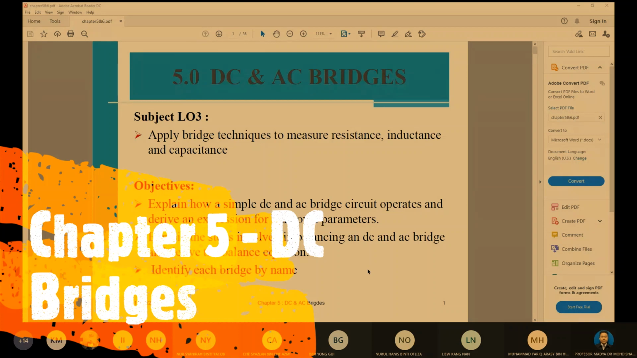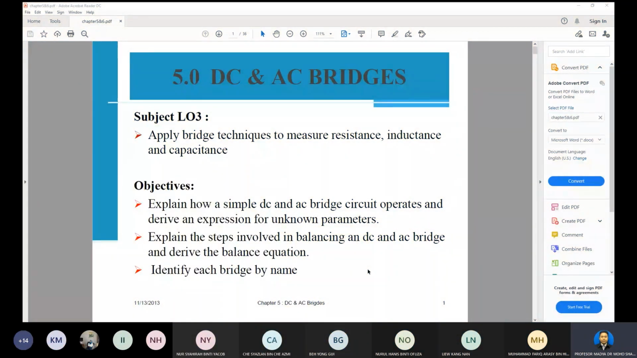Okay, and then identify each bridge by name. For DC we have 2 bridges and for AC we have 4 bridges. That's why you have to know every bridge, and also you have to know how to derive the equation for every bridge. For the DC we have 2 bridges, the Wheatstone bridge and the Kelvin bridge. And AC we have 4 bridges, which will be covered later on.